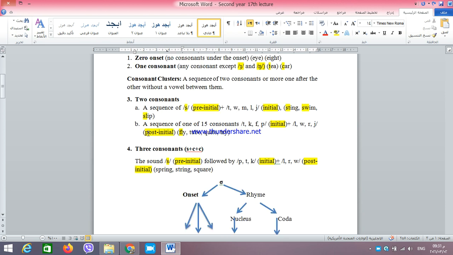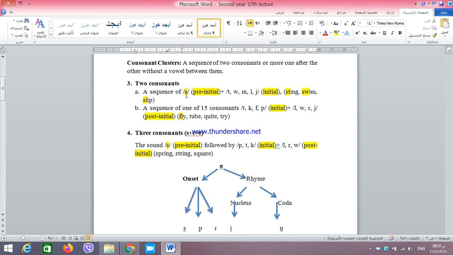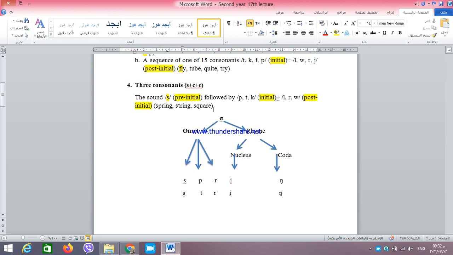We may have consonant clusters at the beginning. For example, in Arabic, we cannot have consonant clusters at the beginning. That's why we call it language phonotactics, language-specific rules. With 2 consonants, we may have 2 types. One with pre-initial and initial. Another one with initial and post-initial. No pre-initial here.